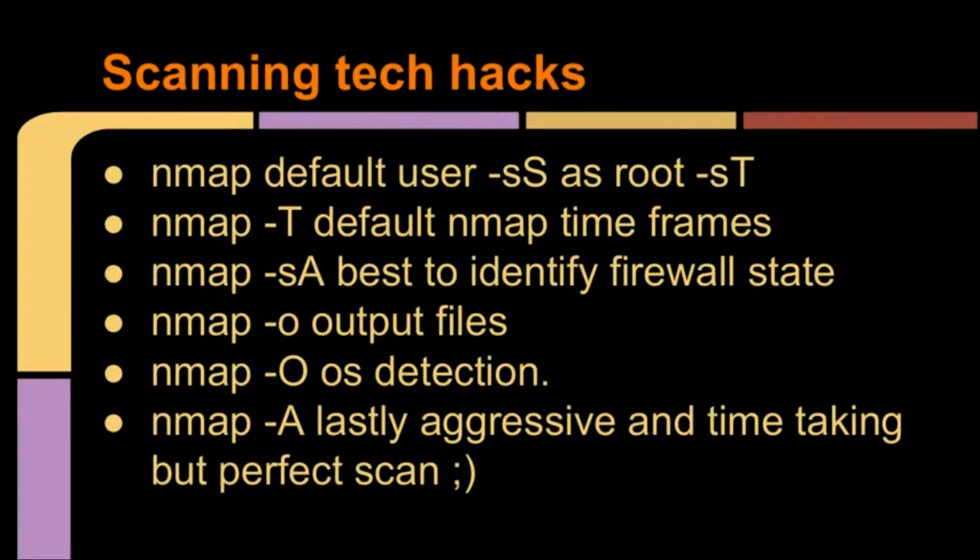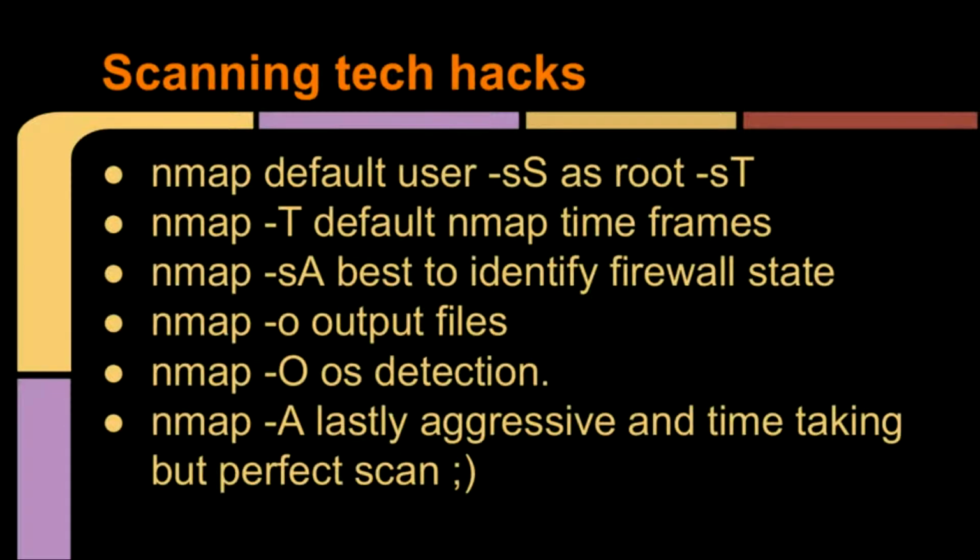Nmap -T: there are many timing templates defined by nmap, so you can use from T1 to T5. T1 is, I think, the longest timing and T5 is the shortest timing in nmap scans. Nmap -sA is the best way to identify firewall state, as I previously explained. Nmap -o stands for output file, with whichever output format you want. Nmap provides script kiddie output, XML output, HTML output, and many other outputs.